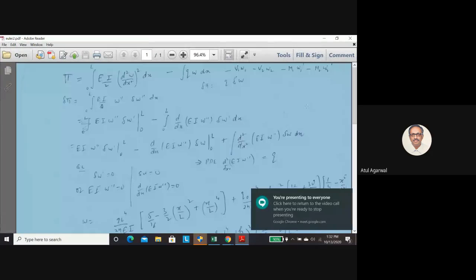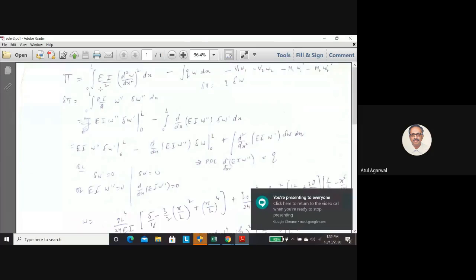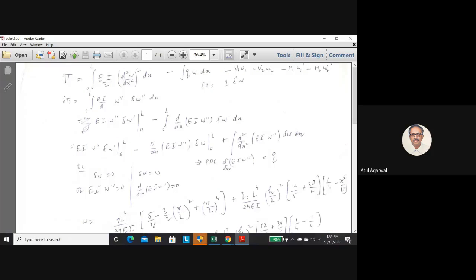Now I am doing an example for you. Suppose I have given this function. This is known as the potential energy function, given by this equation. Can you recognize this equation? Any of you? Can you recognize these terms? What is this term? Can somebody recognize it?